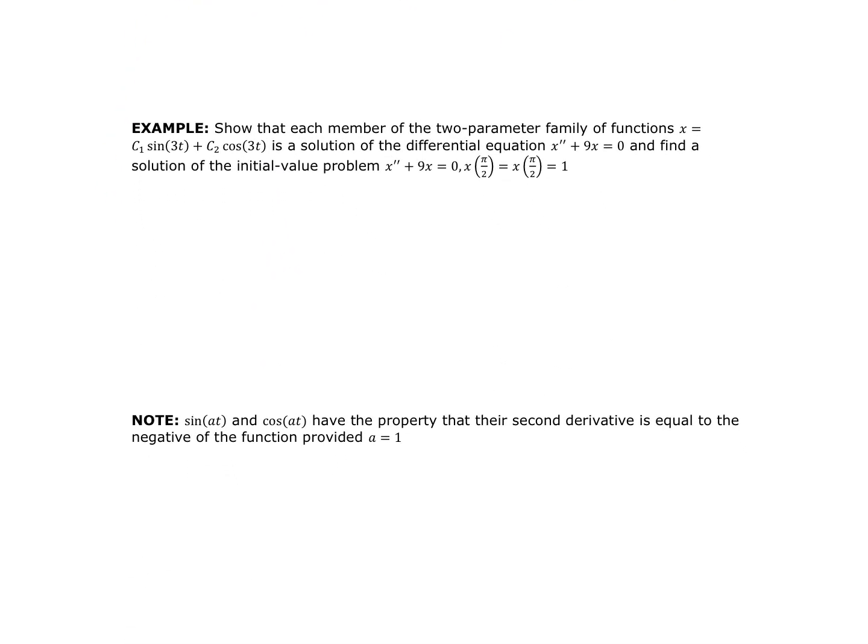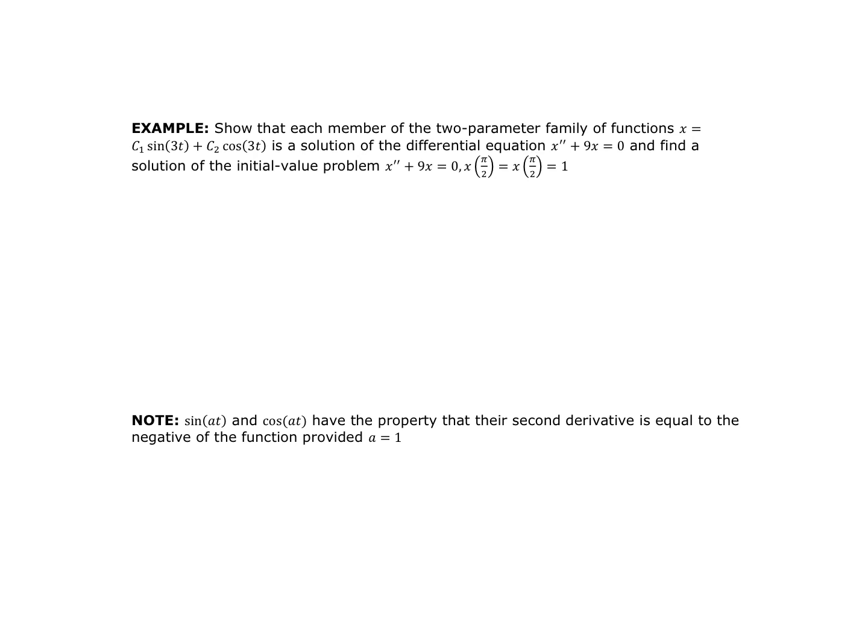Okay, now we're going to show that each family member of the two parameter family of functions, where x is equal to c sub 1 sine of 3t plus c sub 2 cosine 3t, is a solution of the differential equation x double prime of t plus 9x is equal to 0. And then I'm going to find a particular solution.